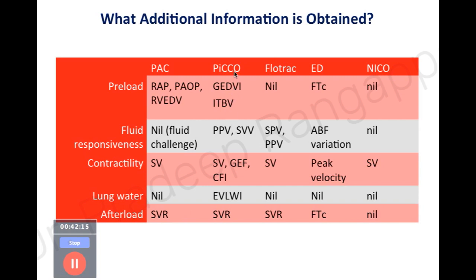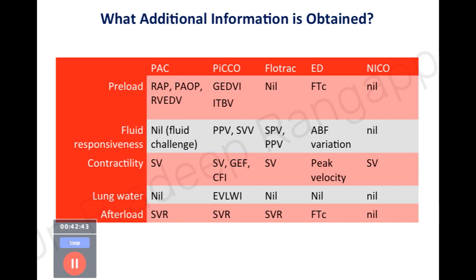And transpulmonary thermodilution, PICCO, gives you global end diastolic volume and intrathoracic blood volume. In addition to all that the pulmonary artery catheter gives, it also gives extravascular lung water. So FloTrac is based on the principle of capturing the area under the curve of stroke volume. Stroke volume is derived by capturing the area under the arterial waveform, or the pulse contour analysis.